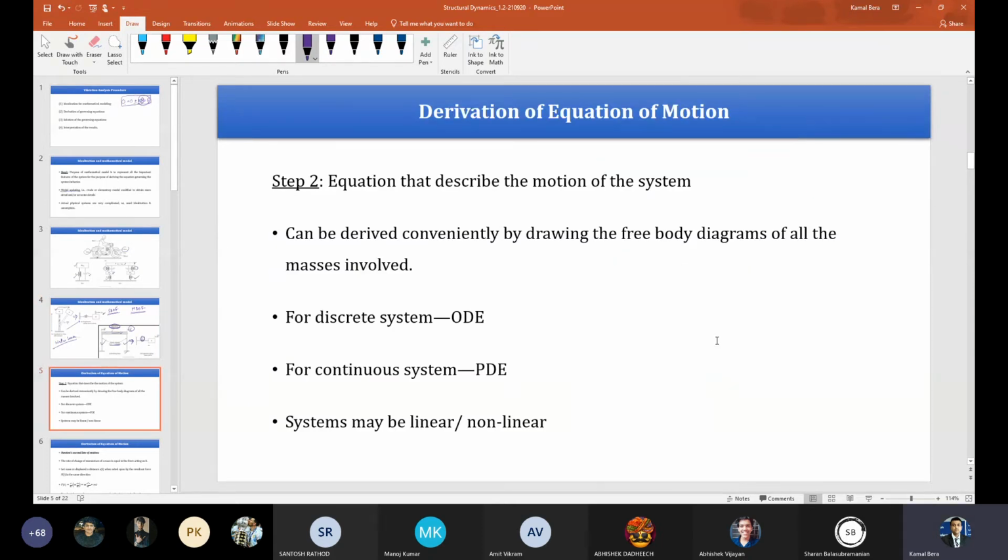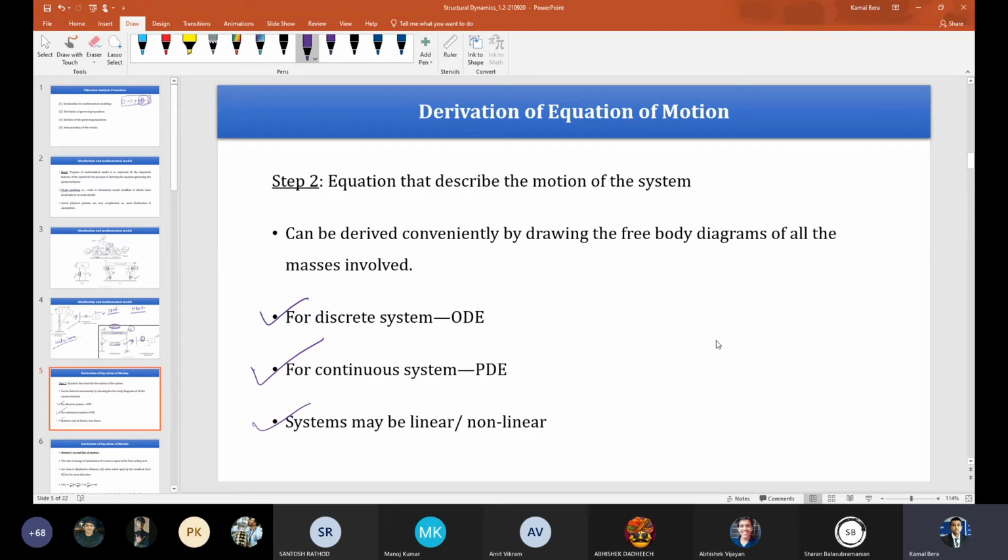The second thing is the derivation of the equation of motion, which is again one of the most important things. How to derive the equation of motion, we will see in the next class maybe. This thing I have already mentioned: for a discrete system it is an ODE, for a continuous system it is a PDE. A system can be linear or non-linear, because part of the system or the whole system can behave in a non-linear manner. But in our study, we will consider only the linear system.